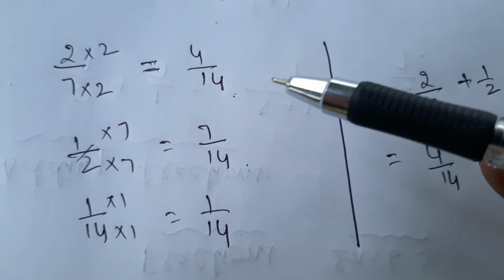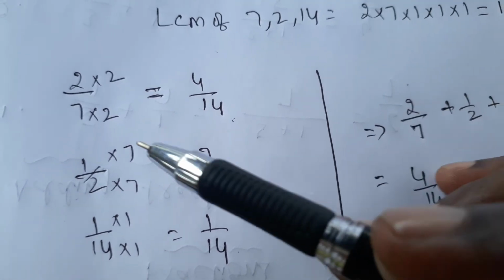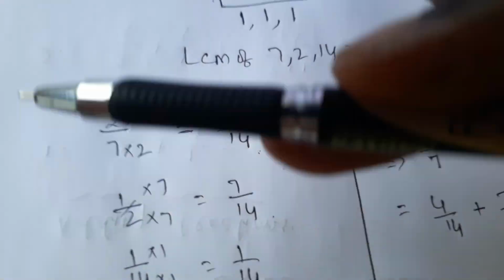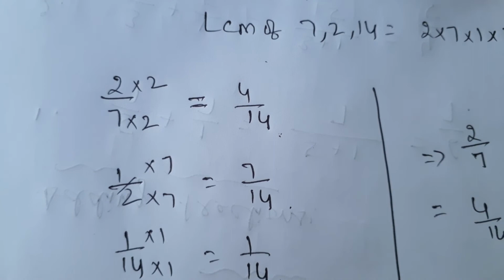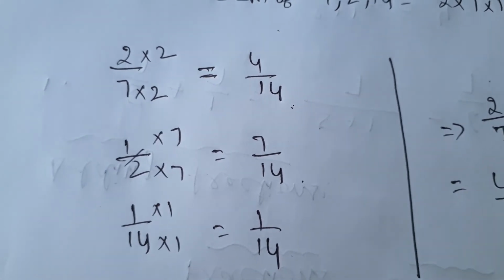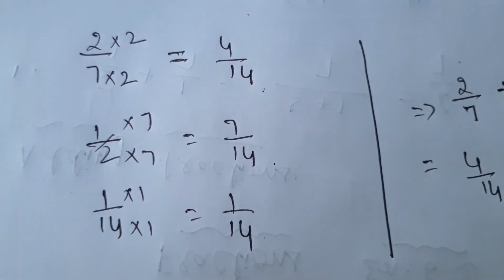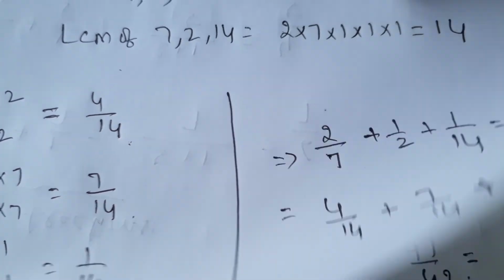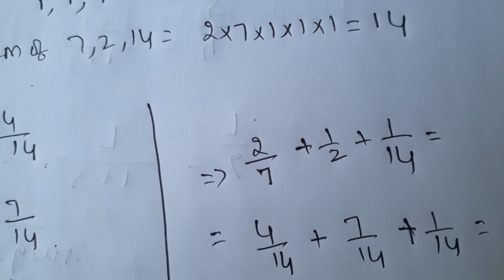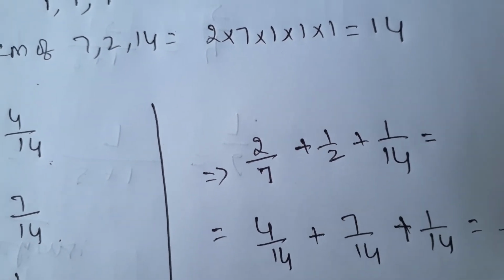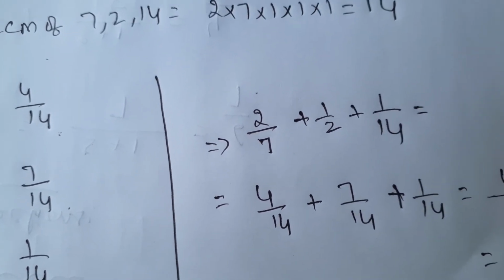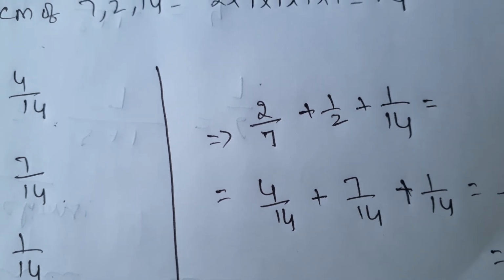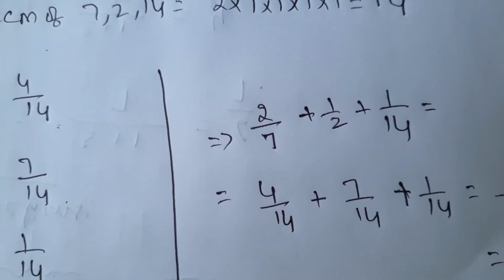Now you got the new equal fractions to 2 by 7, 1 by 2 and 1 by 14. 2 by 7 equal fraction is 4 by 14. 1 by 2 equal fraction is 7 by 14. 1 by 14 equal fraction is 1 by 14. Now see what I did: 2 by 7 plus 1 by 2 plus 1 by 14 equals 4 by 14 plus 7 by 14 plus 1 by 14.